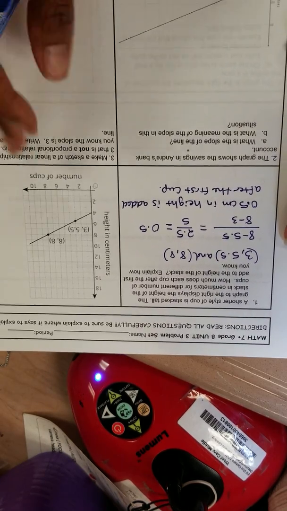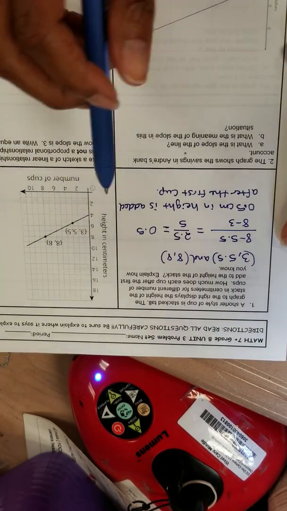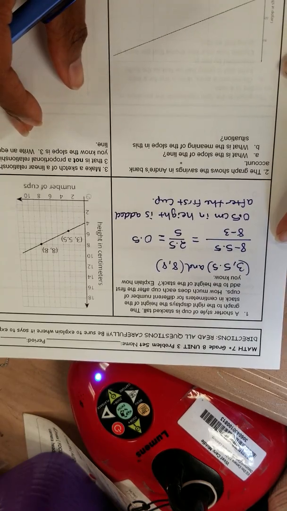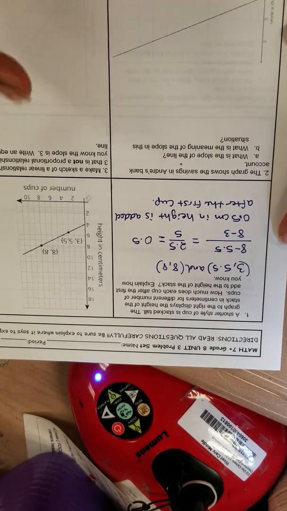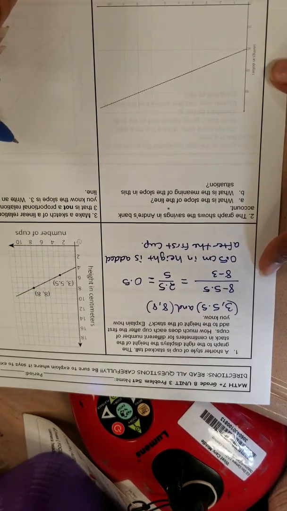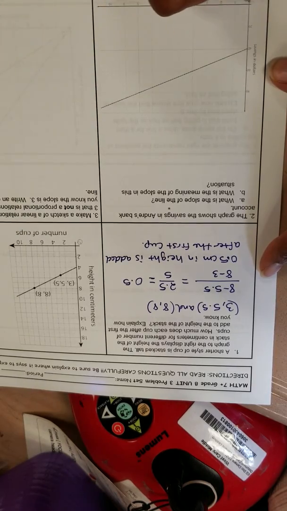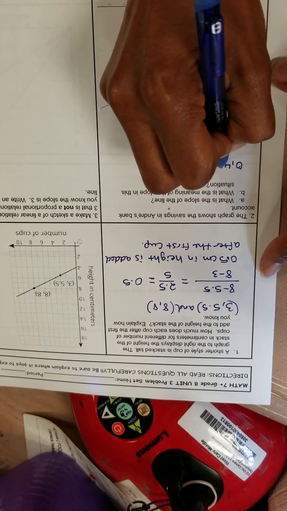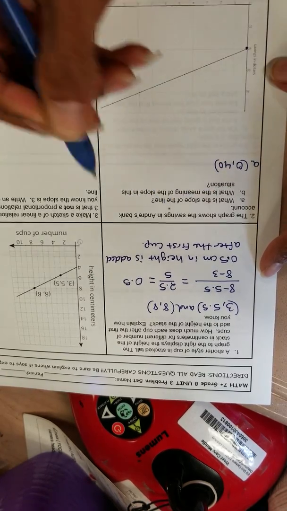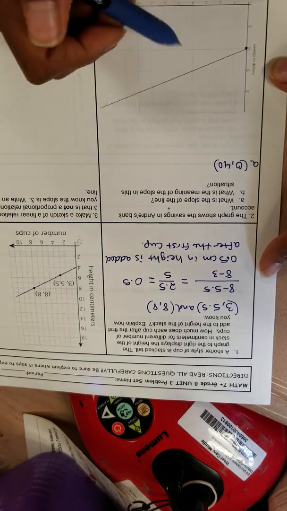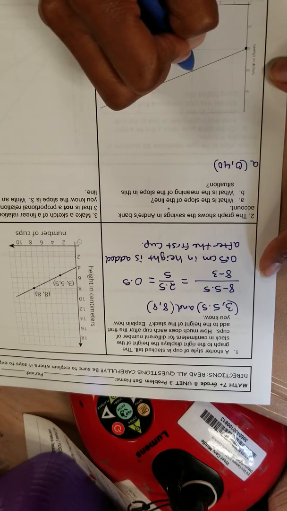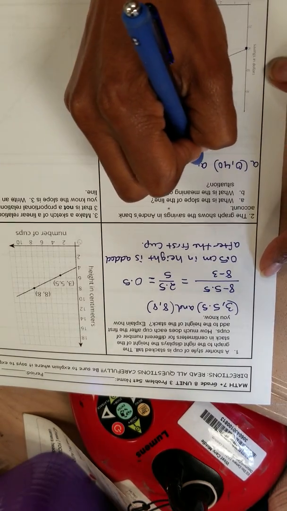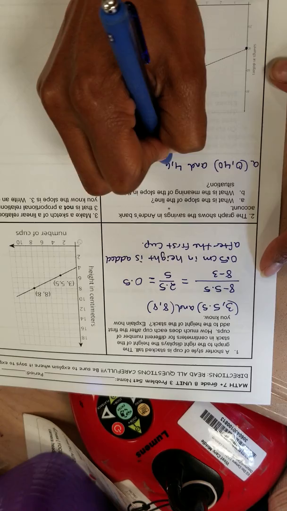Number 2 says the graph shows the savings in Andre's account. What is the slope of the line? And then what is the meaning of the slope in this situation? So again, in order to find slope, you can find 2 points. So we know we have a point at (0, 40) right here. So I'm going to write (0, 40). This is part A that we're solving for. And then there's another point at (4, 60) that we can say. So we're going to have the point (4, 60).